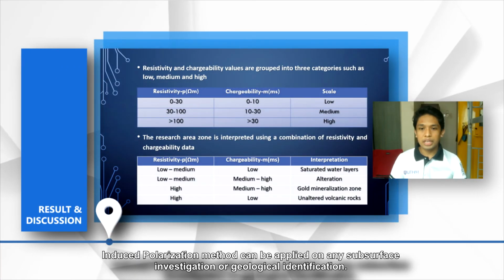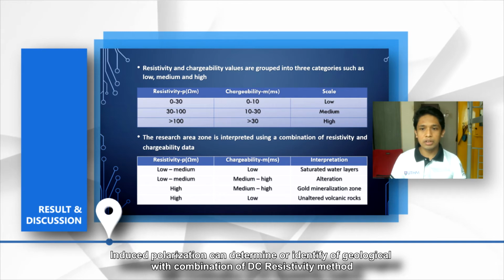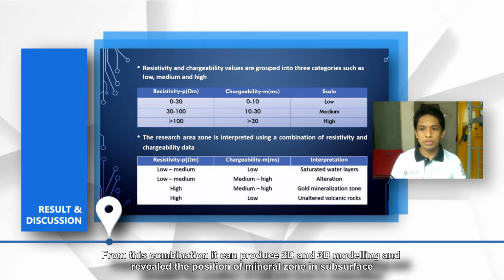Induced polarization method can be applied to any subsurface investigation or geological identification. Induced polarization can identify geology in combination with the DC resistivity method. From this combination, it can produce 2D and 3D modeling and reveal the position of mineral zones in the subsurface.